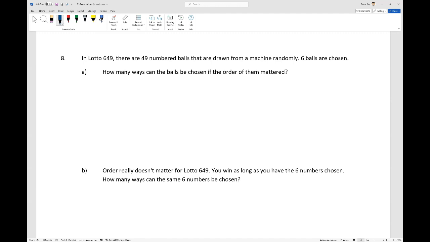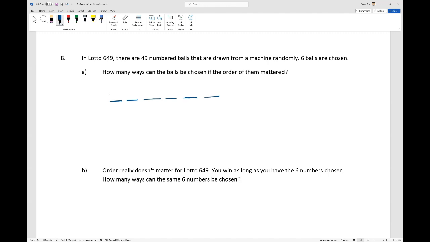So what we're going to do is start off by pretending that the order matters, pretending that 1, 2, 3, 4, 5, 6 is actually a different ticket than 6, 5, 4, 3, 2, 1. It's not true, but that makes it a permutation, which is what we're working on. So in this case, we have 6 numbers that are being drawn.